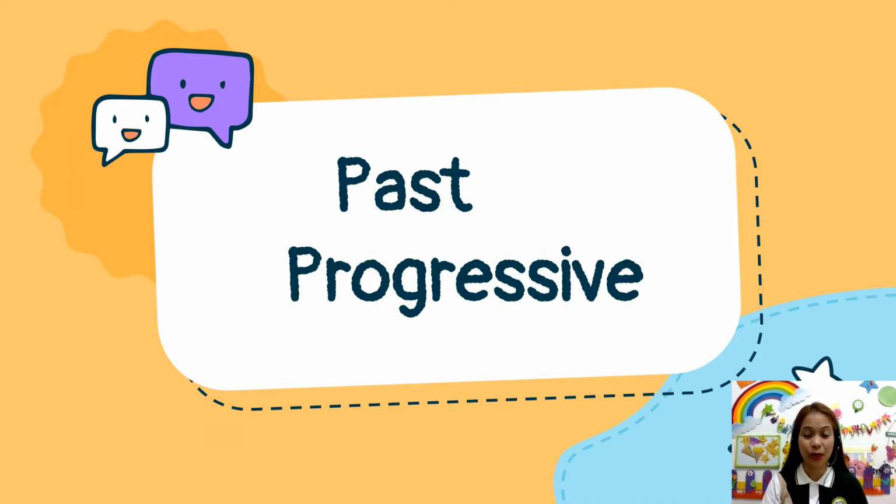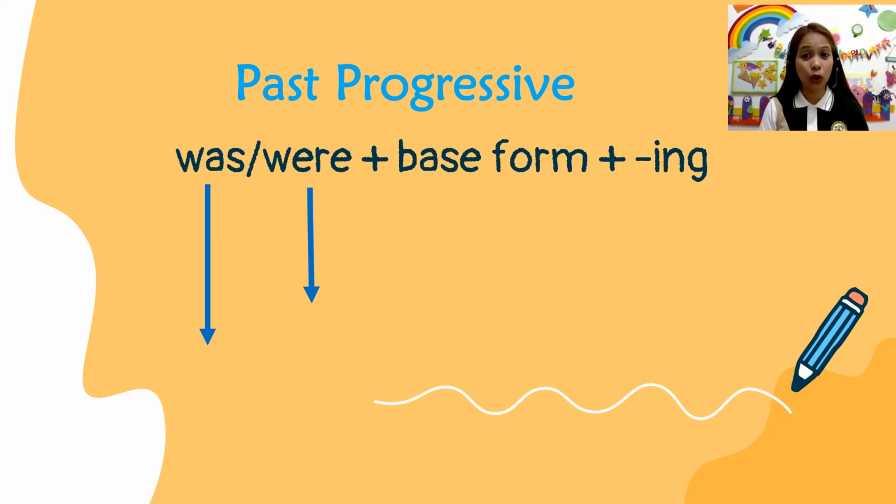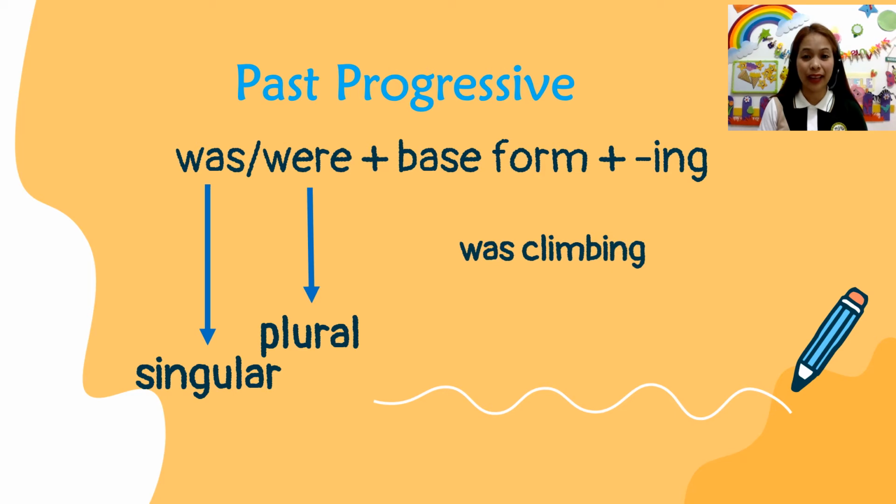Okay, so now let's go to the past progressive form. It is very important to take note of this rule to create past progressive tense. Okay? So we use was if the subject is singular, were if the subject is plural. Was plus base form plus ing, were plus base form plus ing. Okay? Example, was climbing, were walking.